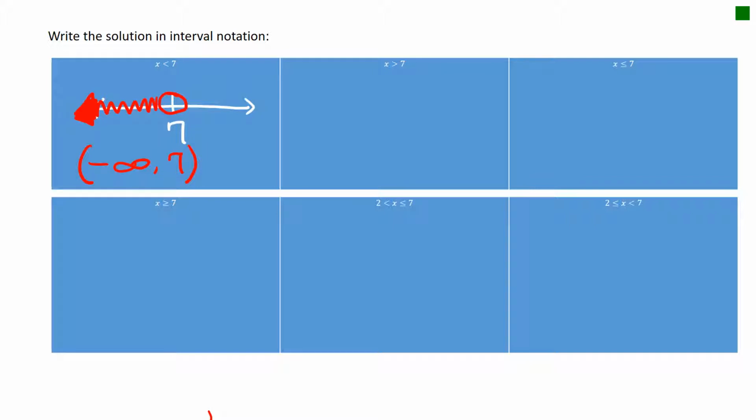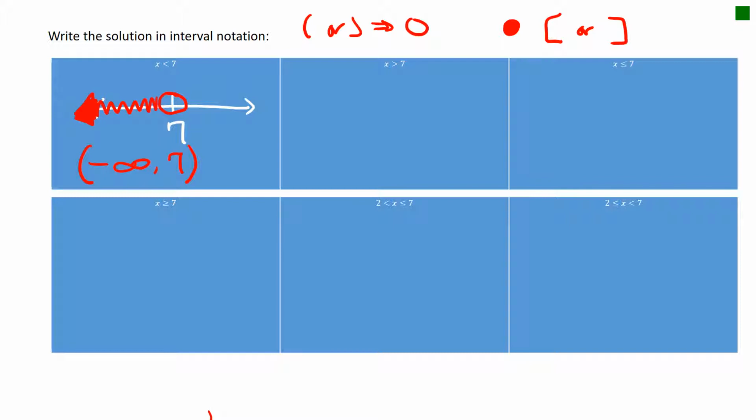Okay? So what parentheses are, either parentheses this way or this way, relates to an open circle. If you have a closed circle, you're going to use brackets, either that bracket or this bracket, depending on which side of the number you're going, to the left or to the right.